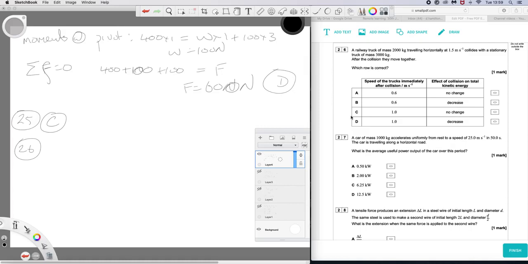We know that. So we would say conservation of momentum: 2,000 times 1.5 is the momentum before, which is 3,000, plus 2,000, 5,000 times V, which gives you V to be 0.6. So it has to be 0.6 and decreases. The answer has to be B.